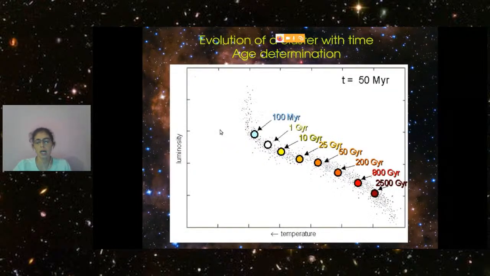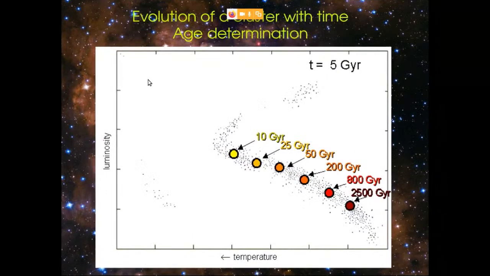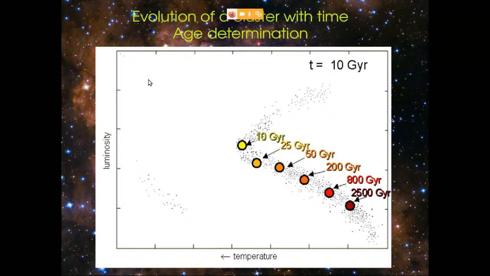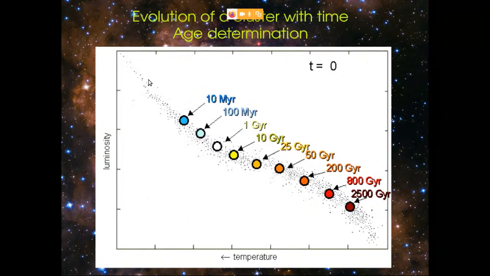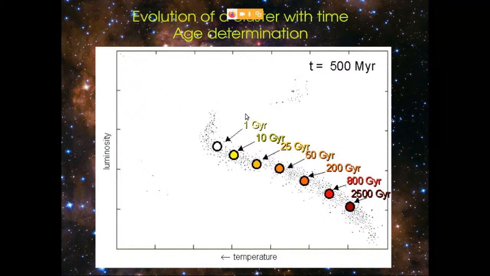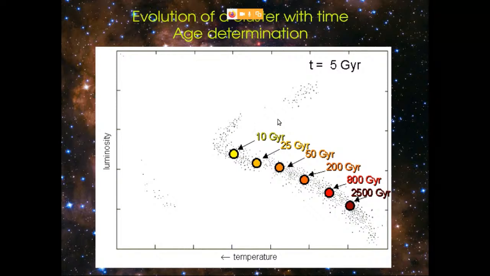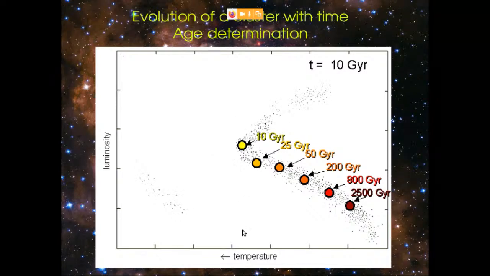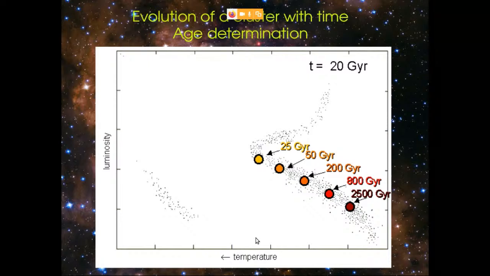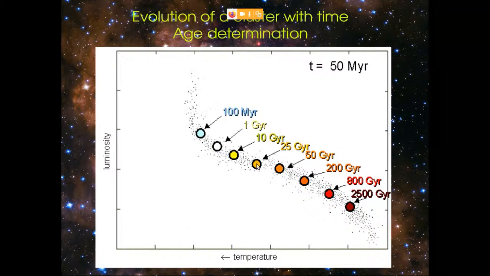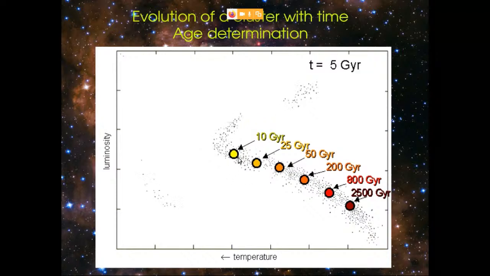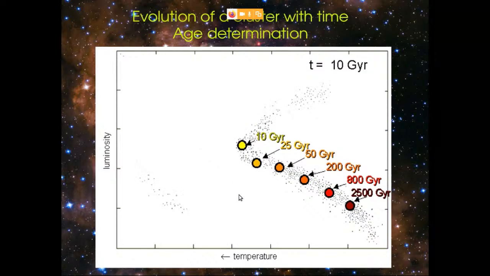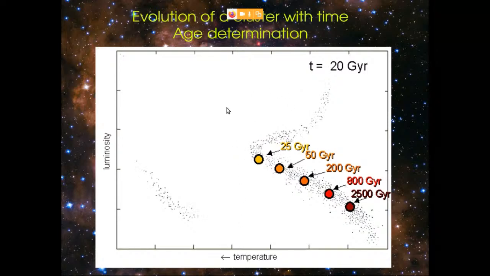And this is a small animation which shows the evolution of a cluster with time. So let us go back, for example. At 10 million years, this star has evolved off. At 100 million years, this is how the cluster is evolving. At 1 giga year, by looking at the star at the turn-off point and looking at its temperature, you know how much time it will take to evolve off, and therefore you get the age of the cluster. So the age of the cluster is generally determined by this turn-off point in the HR diagram.